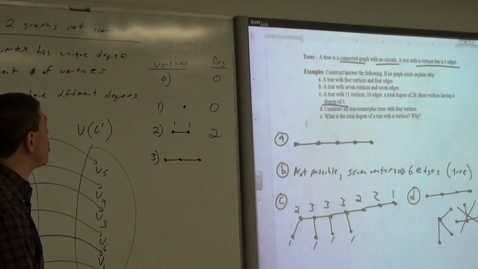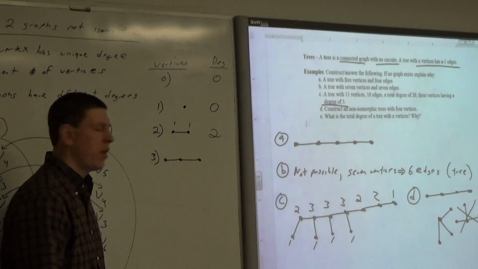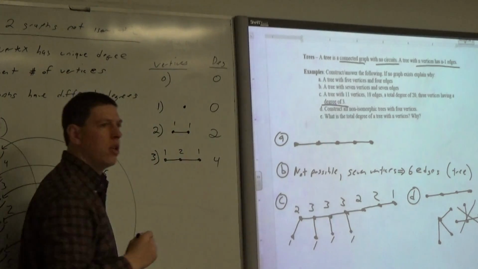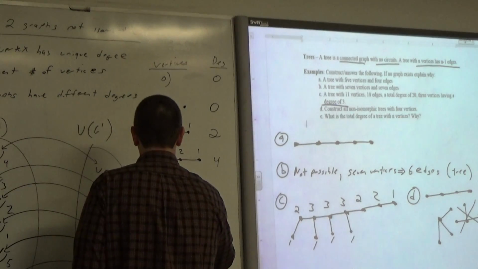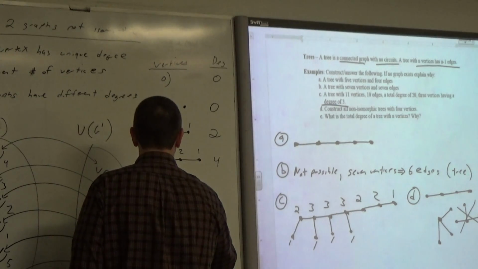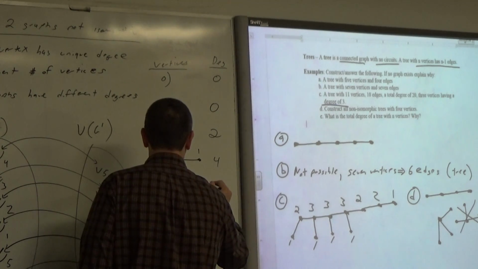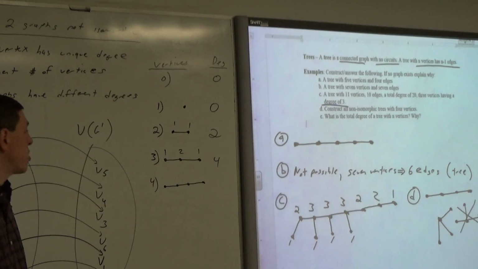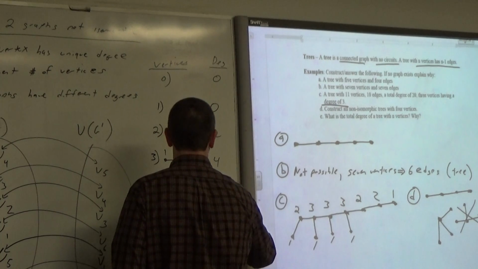What's the degree of that graph? 4. So that's 4, right? Does that make sense to everybody, guys? Okay. If I have 4 vertices, what's the degree of that graph? 6. Okay, so that would be 1, 2, 2, 1, which is 6.